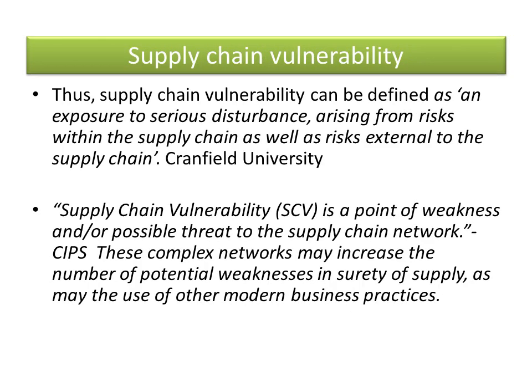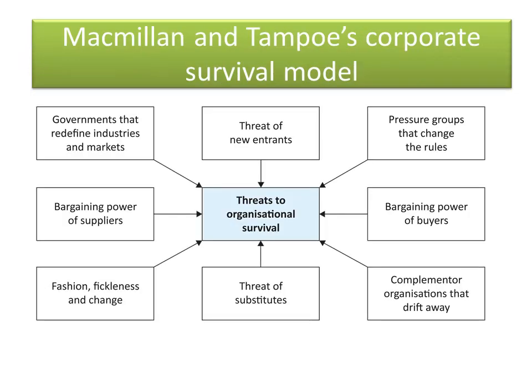Supply chain vulnerability, there's two definitions here. You do not need them both, but take your pick. Cranfield give it as an exposure to serious disturbance arising from risks within the supply chain as well as risks external to the supply chain. And one here from CIPS, and perhaps easy to remember, that it's a point of weakness and/or possible threat to the supply chain network. So learn one of these definitions.